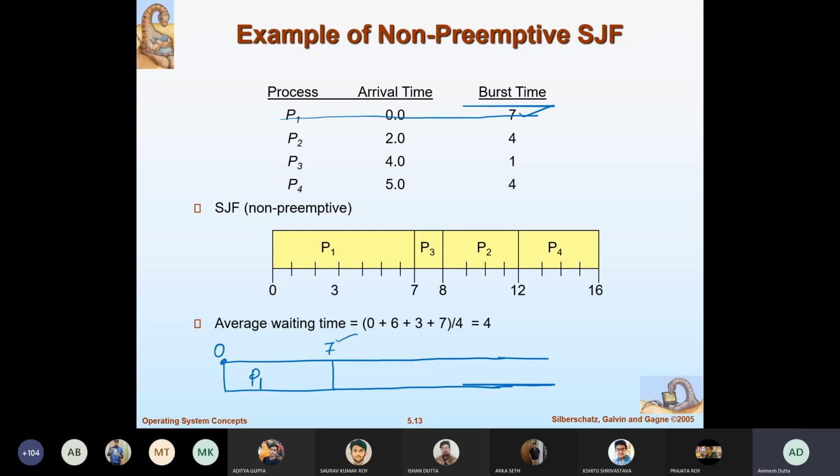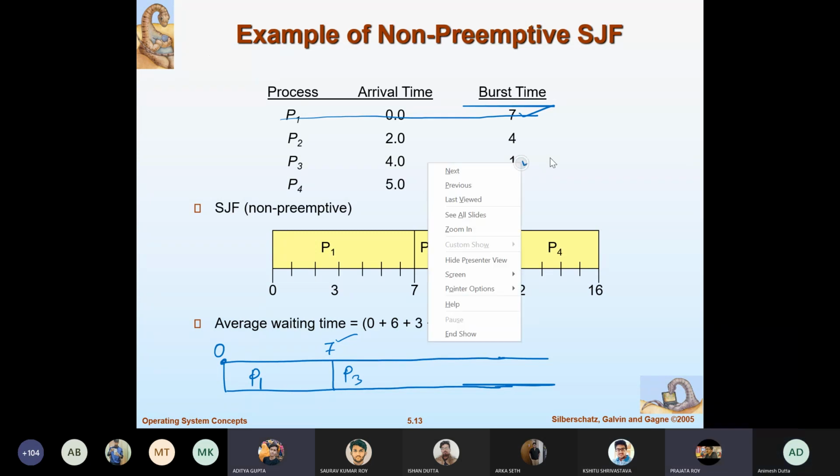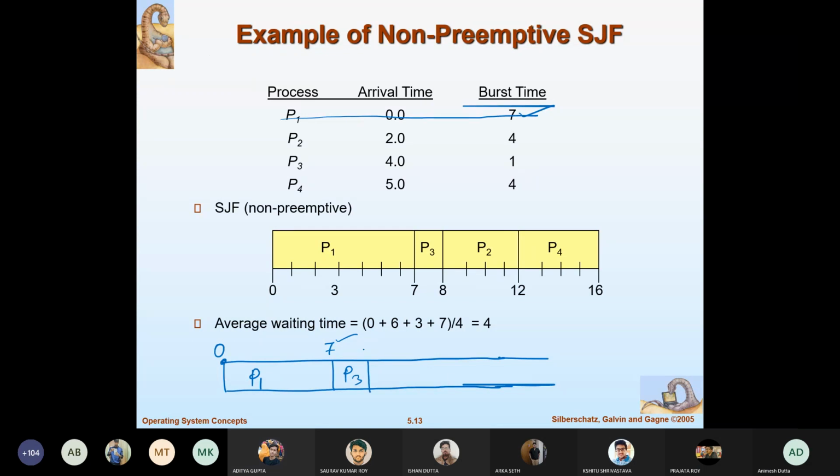So which one do you need to choose? Whose burst time is the shortest one? So choose the process whose burst time is the shortest. P3. How much time will it be there? 1 millisecond. So after 8 milliseconds, it will be completed. ठीक है?